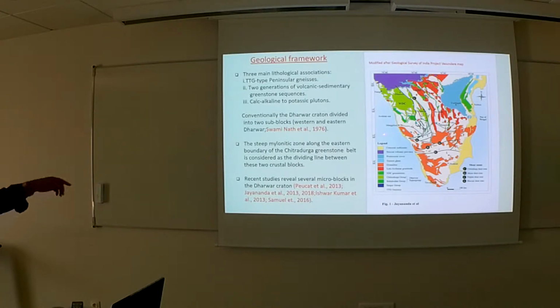In the coming slides, I will explain the stratigraphic framework. This is the younger, this is the older, this is the lower, and this is the upper. This is the Dharwar supergroup.